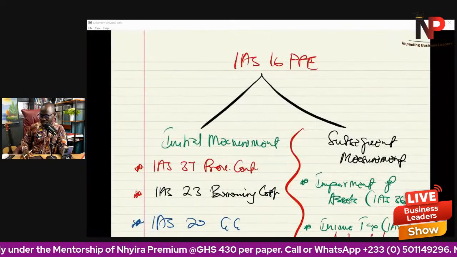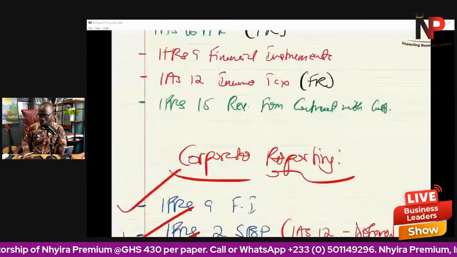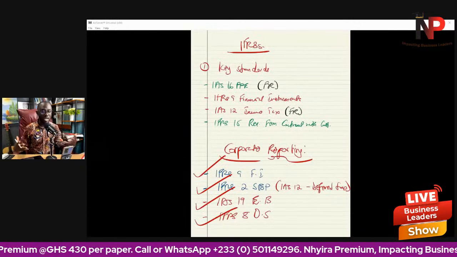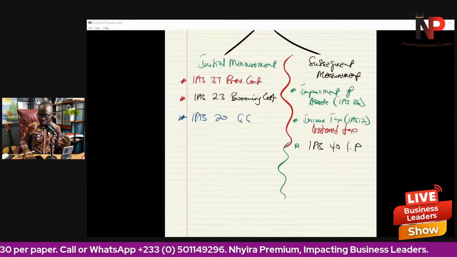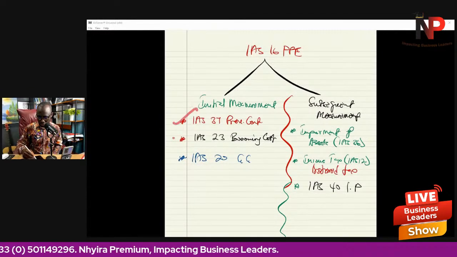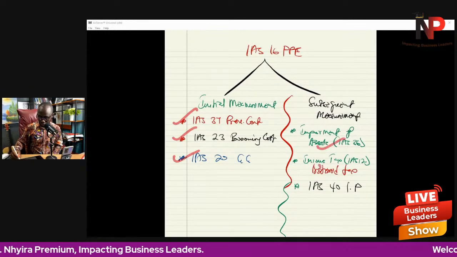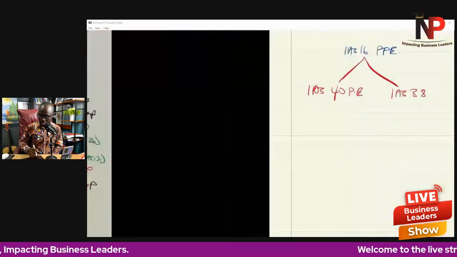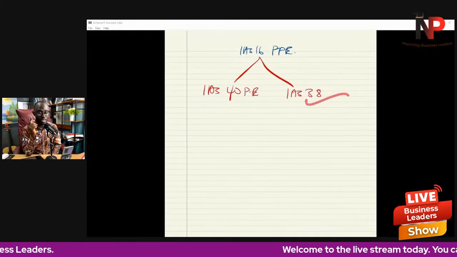So you realize that the standards are not on their own now. If you look at the list so far, just talking about IAS 16, we are connected with 1, 2, 3, 4, 5, 6, and then 7 standards here.